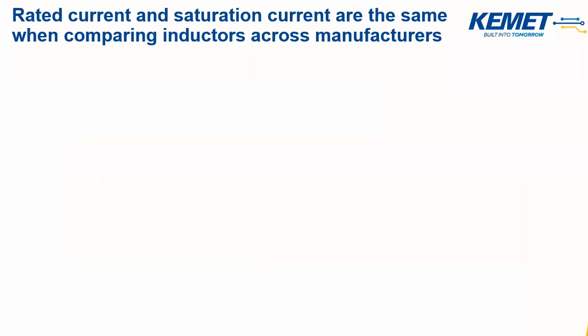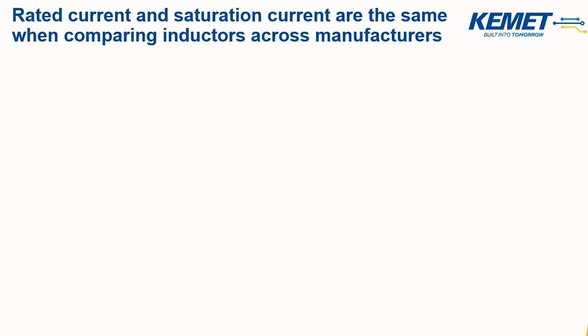Okay, next up, rated current and saturation current. This is the idea that we're comparing two different inductor manufacturers, and they state rated current and saturation current, and even if they're the same, you can feel like they're equivalent to each other. Is that true, Alex? When comparing across manufacturers, can you just compare the saturation current and rated current?